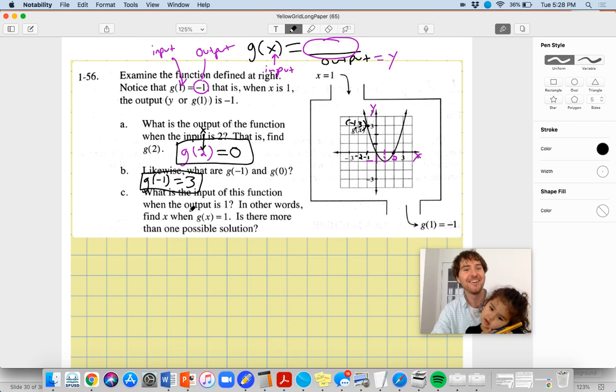And 13-year-olds. G of negative 1 equals 3. Okay, let's see g of 0.